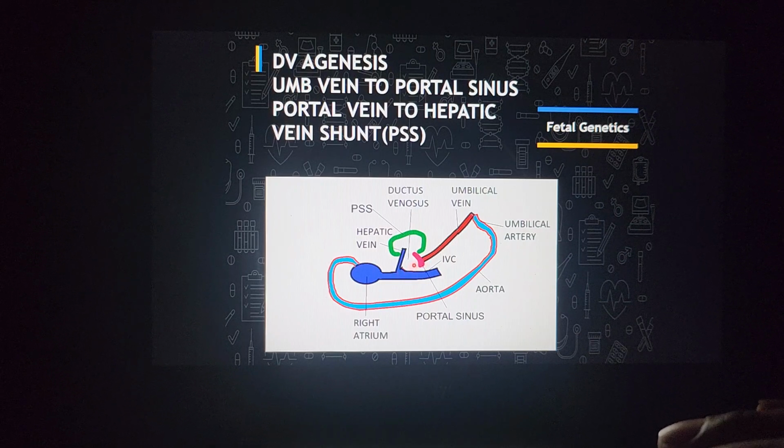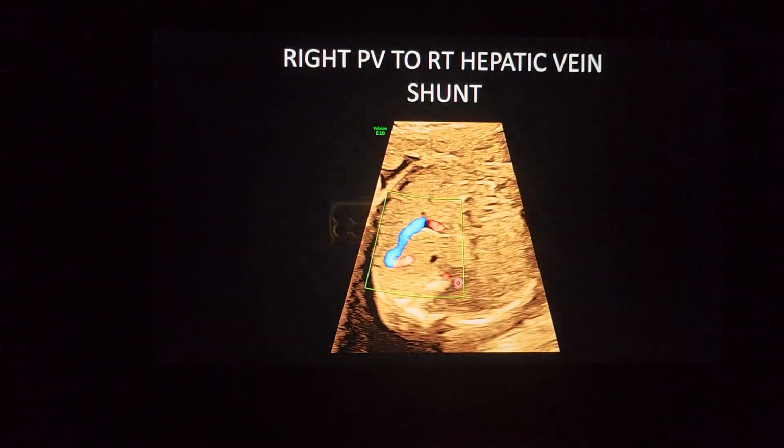Then when you do the Doppler, you realize that from the right portal vein, an anomalous or an abnormal shunt is going and taking the blood to right hepatic vein, and then the blood goes into IVC. So this is a ductus venosus agenesis with a portal systemic shunt, and this is a portal systemic intrahepatic shunt.